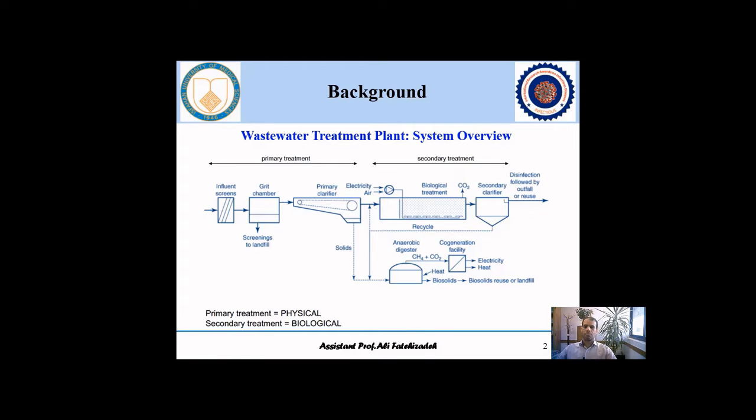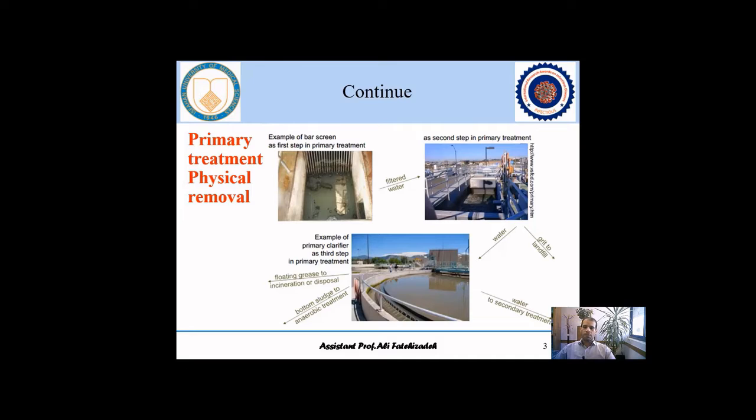Wastewater treatment always takes place in a wastewater treatment plant, and in this slide you can see the system overview of the plant. Usually the treatment is classified into primary and secondary treatment. Primary treatment uses physical forces to remove some constituents from wastewater, including trash, grit, and suspended solids, by applying a bar rack, grit chamber, and also primary sedimentation. The removed constituents, including grit and trash, are sent to landfill, and suspended solids are usually sent to anaerobic treatment, and the effluent water is sent to the next step of treatment.